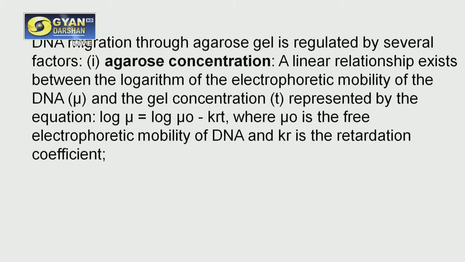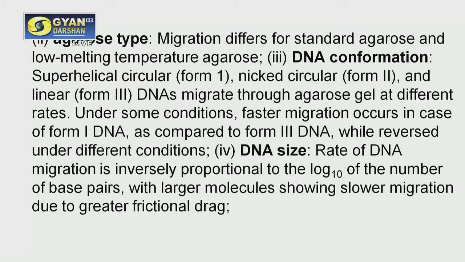So migration depends on, number one, agarose concentration, agarose type, and DNA conformation. Supercoiled DNA will be the fastest running, linear form in between, and the nicked circular will be the band which is the slowest. So first, the fastest will be supercoiled, then linear, and then nicked circular.